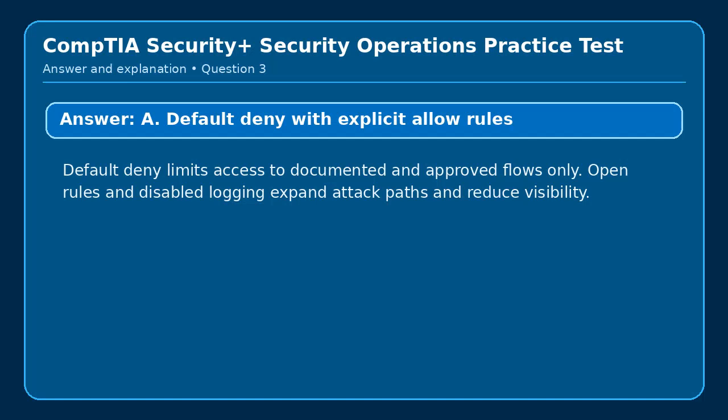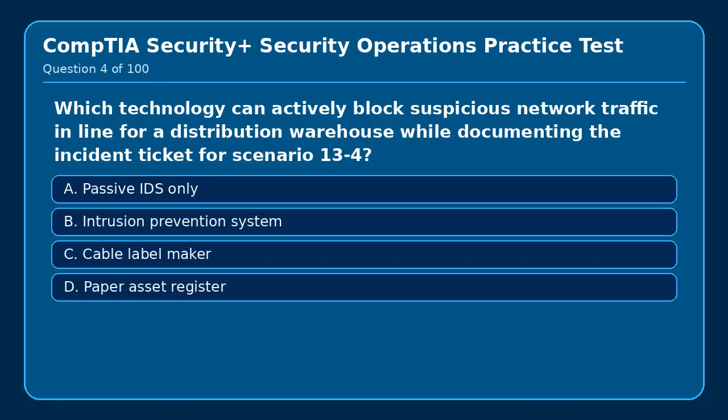Question 4. Which technology can actively block suspicious network traffic in line for a distribution warehouse while documenting the incident ticket for scenario 1? A. Passive IDS only. B. Intrusion prevention system. C. Cable label maker. D. Paper asset register. Take a moment to choose your answer.